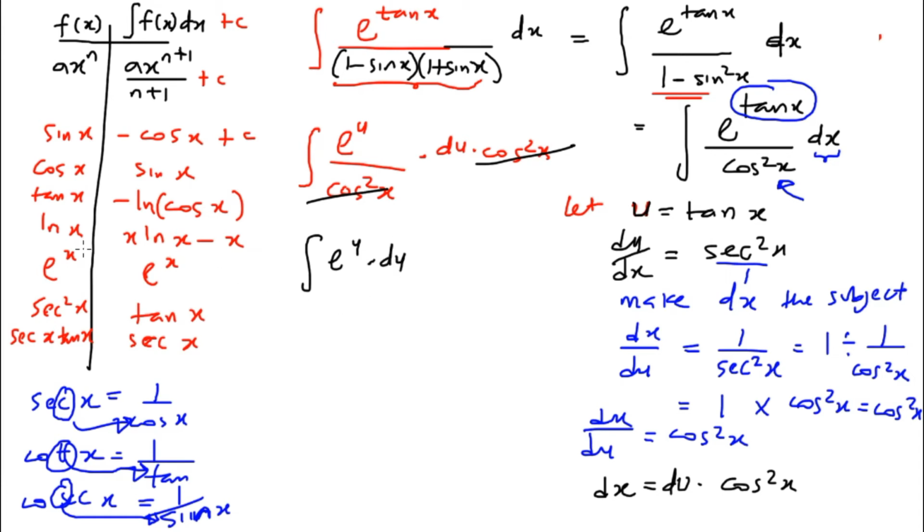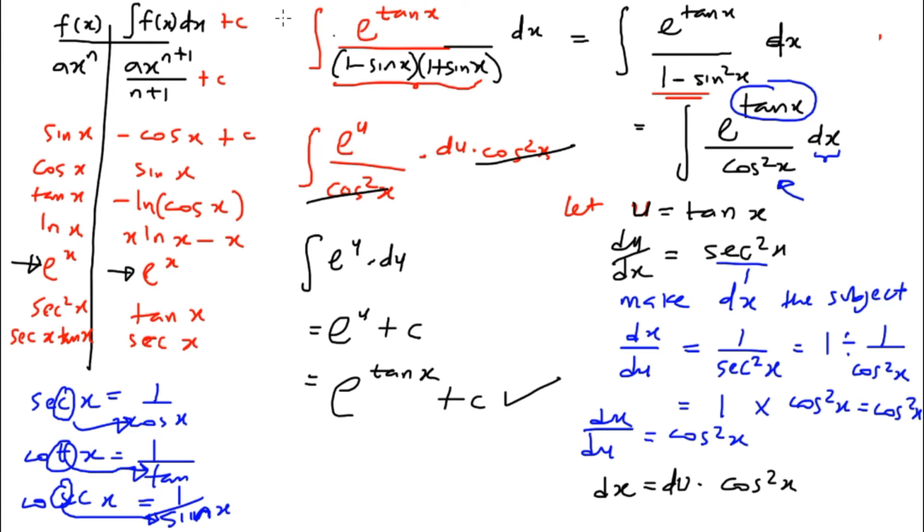And of course the integral of exponential x is always exponential x, so the integral of exponential u will also be equal to what? Exponential u plus c. But remember that u is what? It is tan x. So finally I have exponential tan x plus c as the final answer.